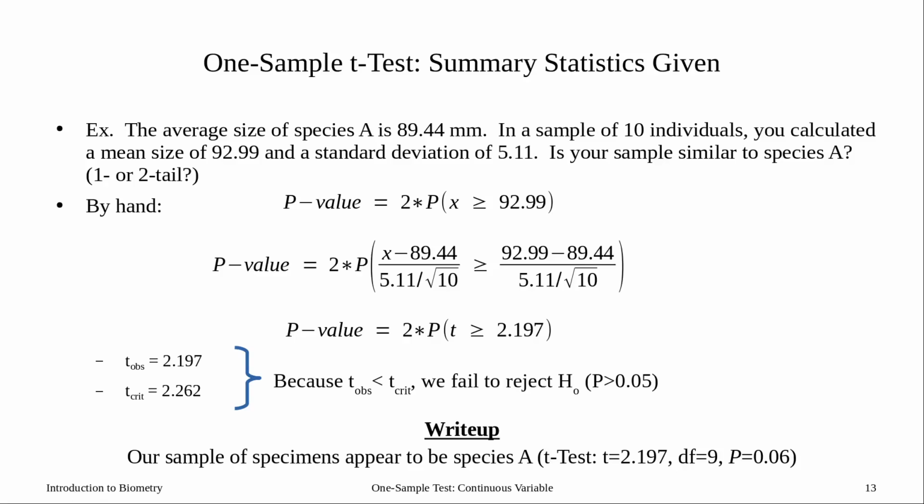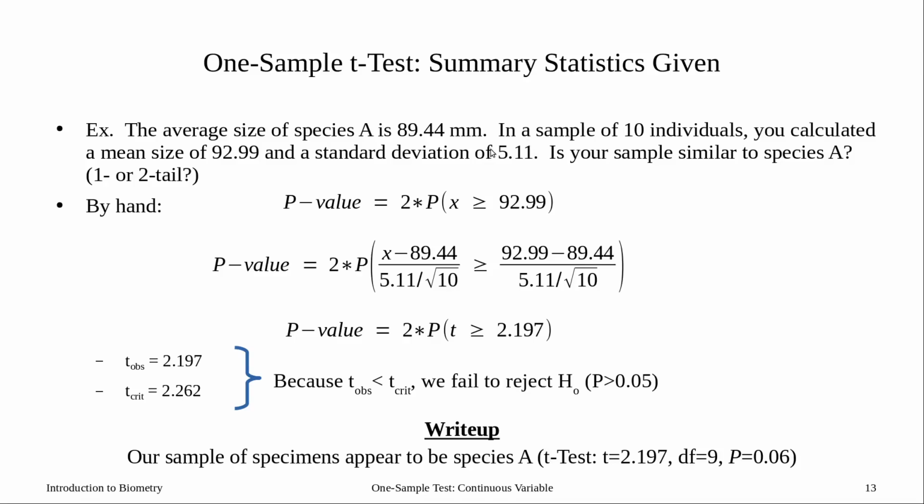So note from this question, we have a given value, 89.44, and then we have a sample. We have a sample of 10 individuals, we have a mean size of 92.99, and we have a sample standard deviation of 5.11. So we're comparing a mean, 92.99, to a population mean, 89.44. That should tell you that we are doing either a z-test or a t-test. But since we have a sample standard deviation, that tells us we're definitely doing a t-test.